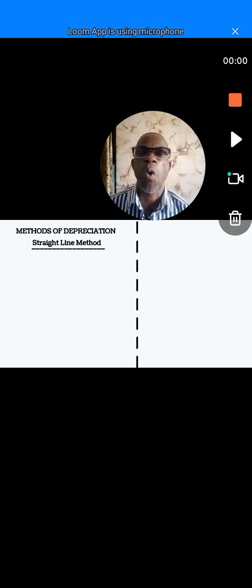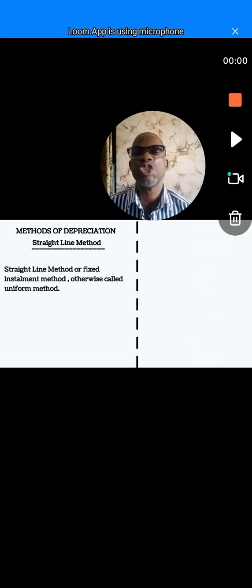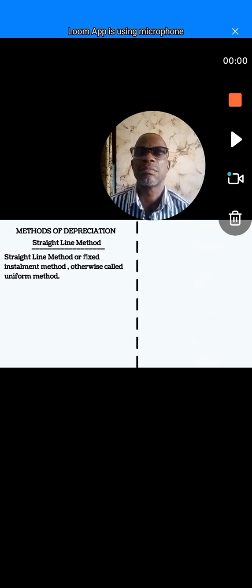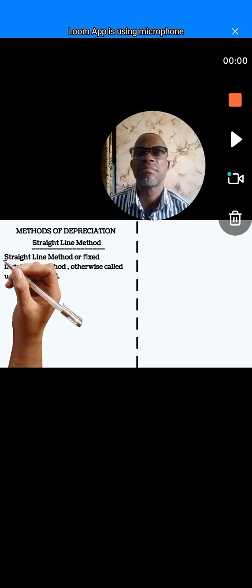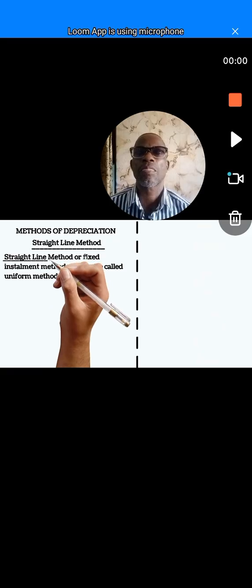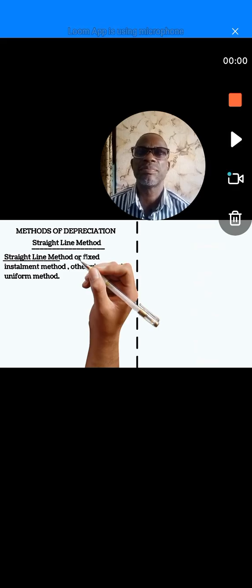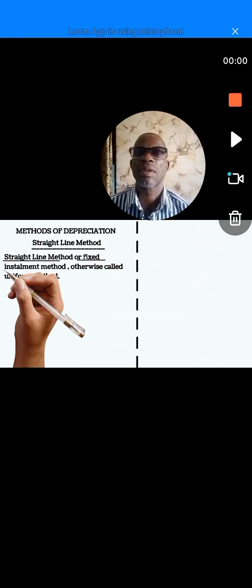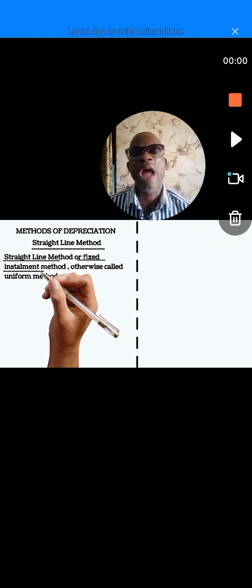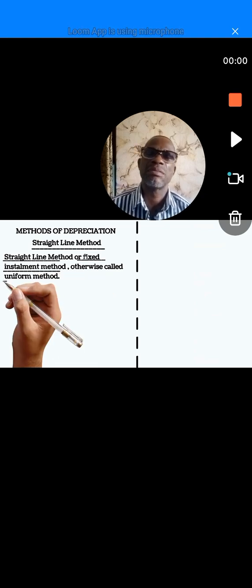It's also called the uniform method. That is to say, they have three names: the straight line method, or fixed installment method, otherwise called uniform method.